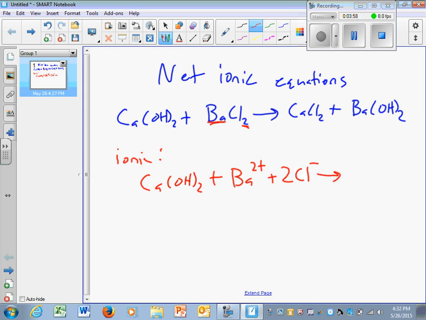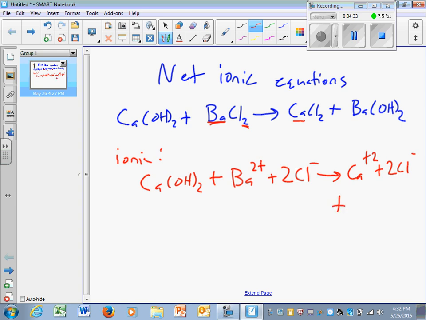And that is going to react to make calcium chloride. Again, chlorides pretty much all dissolve, except for silver. Silver's a little funny. Maybe lead also doesn't dissolve so well. But other than that, chlorides dissolve really well. So calcium chloride is going to break up into its ions. One calcium with a 2+ charge, so I have just one of those, plus 2 chlorides.